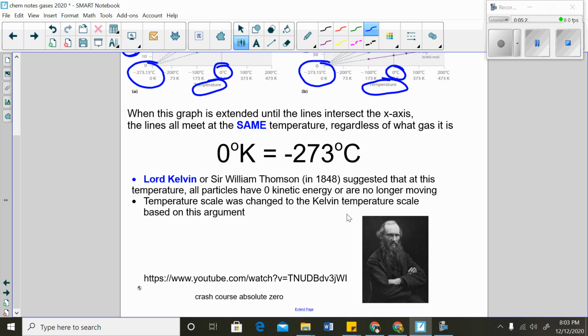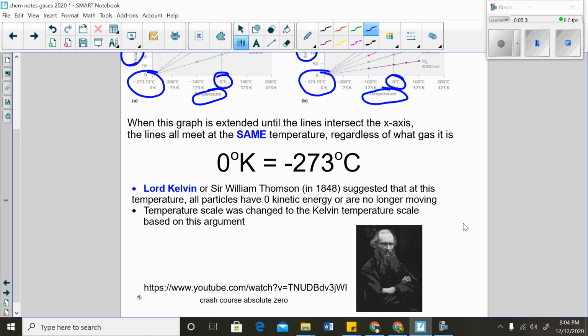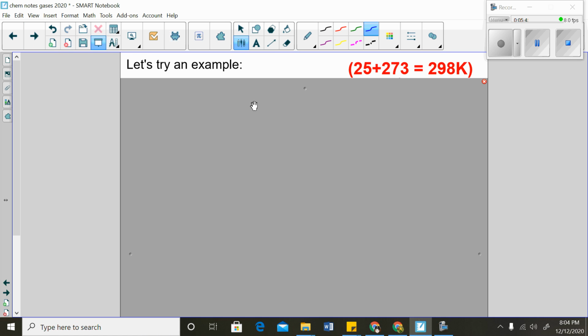And if you want to see a little bit more information about what this actually means, can we actually achieve that kind of a temperature, you can take a look at this video for some further explanation. But for your purposes, you need to know the Kelvin scale and the fact that you have to add 273 to go from Celsius to Kelvin. Okay, but that's where the number and the name are coming from.